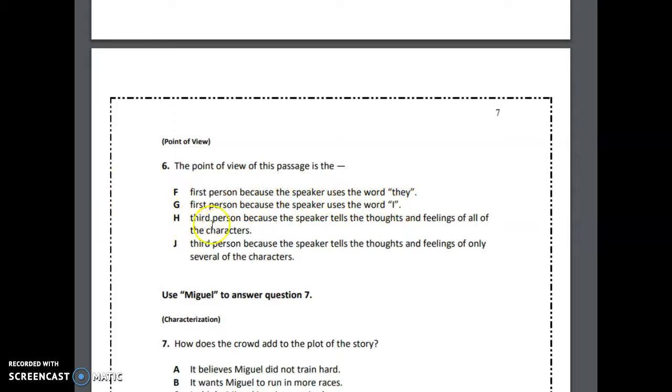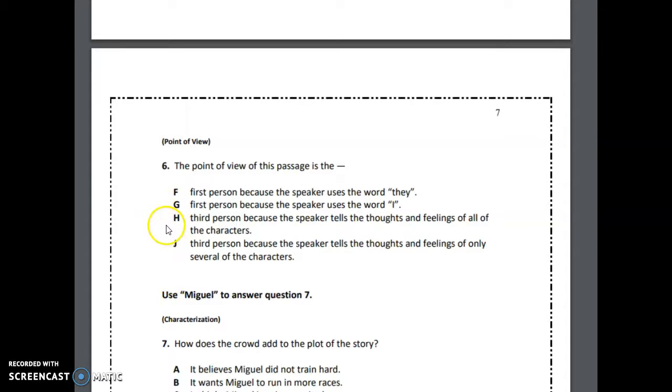H, third person, because the speaker tells the thoughts and feelings of all of the characters. That is not true. That does not happen in this story. So H is not our answer. Or J, third person, because the speaker tells the thoughts and feelings of only several of the characters. And we know that is not true. This is not third person. Our answer here is G.